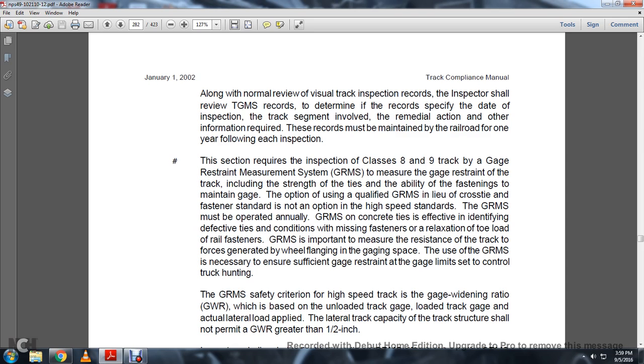Gauge restraint measurement system on concrete ties is effective in identifying defective tie conditions, missing fasteners, and relaxation of the toe load of the rail fastener. The gauge restraint measurement system is important to measure the resistance of the track to the forces generated by the wheel flange in the gauging space. The use of the gauge restraint measurement system is necessary to ensure sufficient gauge restraint to keep the gauge within limits.